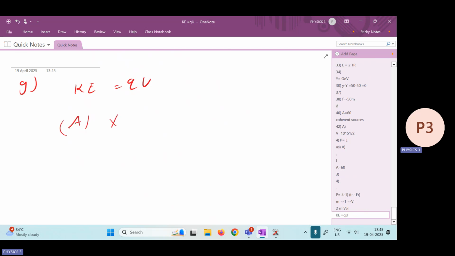Assertion is absolutely wrong. Reason says increase in intensity results in increment of photocurrent, which is absolutely true. Reason is true. So option C, which says A is incorrect and R is correct, is absolutely true. Okay. Now let's go to the next question.